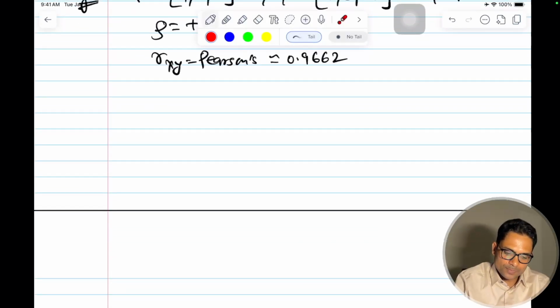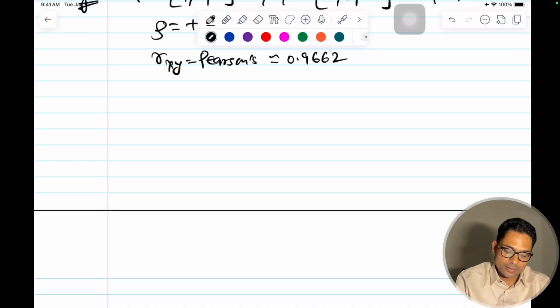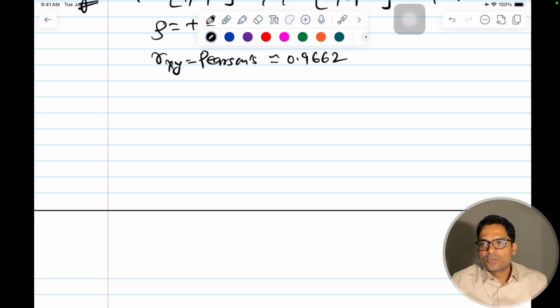Now let's move to the utility. Why are we reading applications of correlation in machine learning? Mostly we use correlation in machine learning for feature selection. We have multiple features in machine learning. We'll have multiple features to predict a target variable.